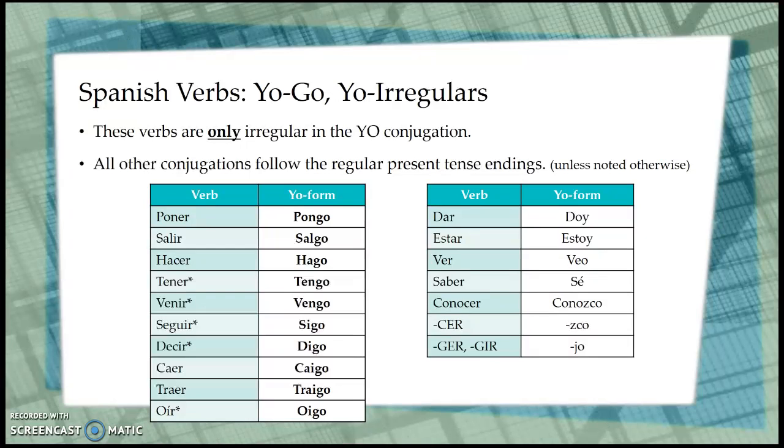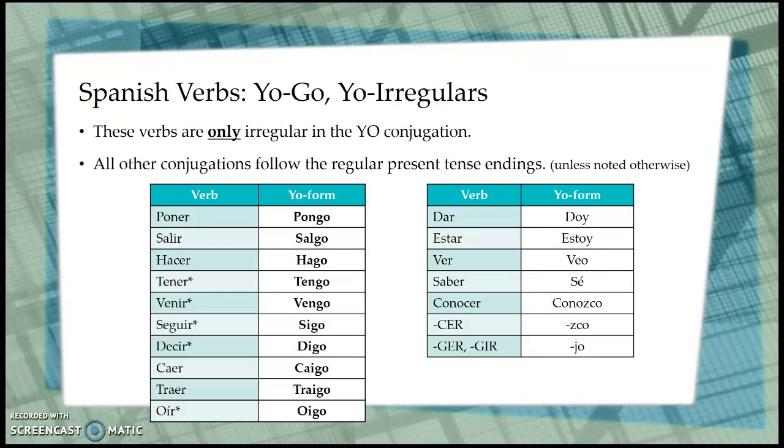Seguir and decir also follow a similar pattern in that they are stem changers. The E in seguir and decir will become an I in all conjugations but nosotros, vosotros. And the yo forms are sigo and digo. Now caer and traer both end in AER and they also follow a similar pattern in that they end in IGO. Caer becomes caigo, traer, traigo. But they're totally normal in every other conjugation.